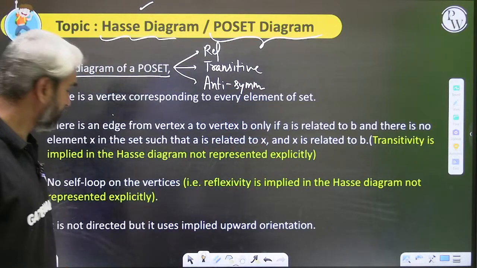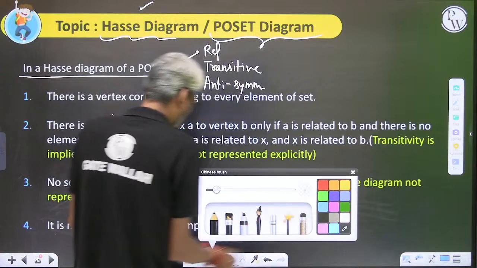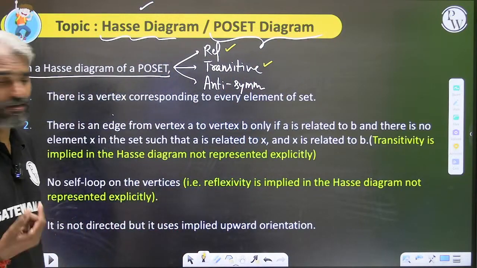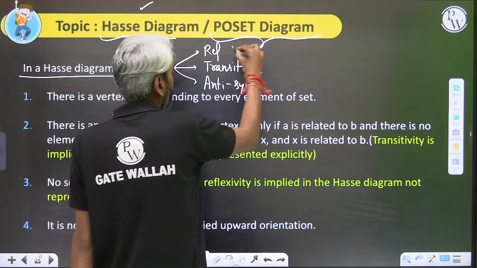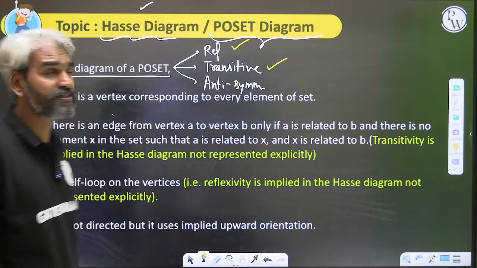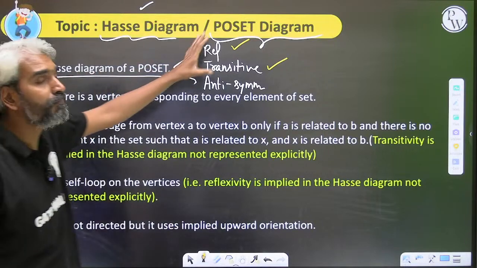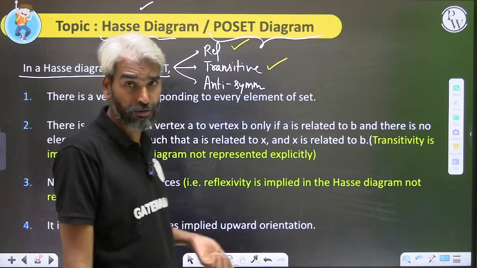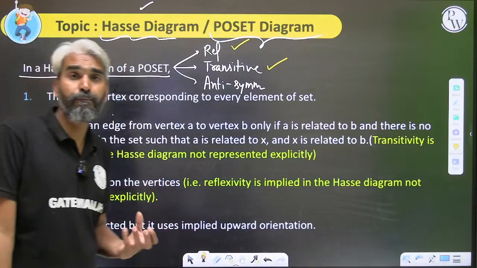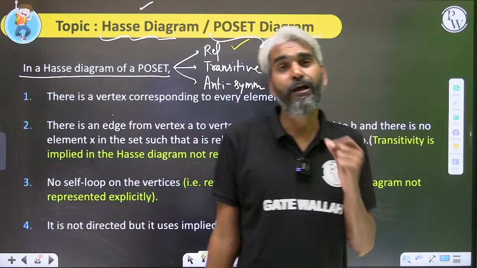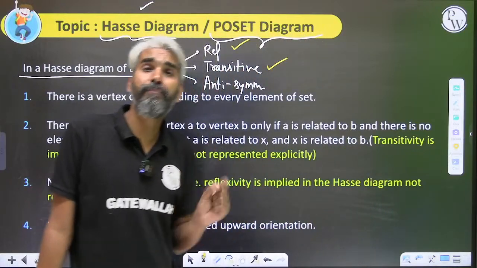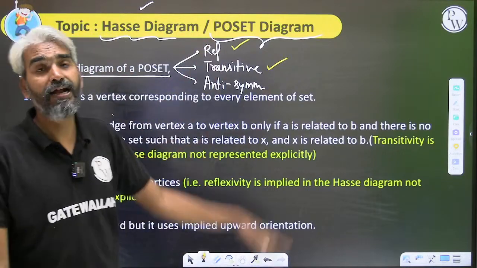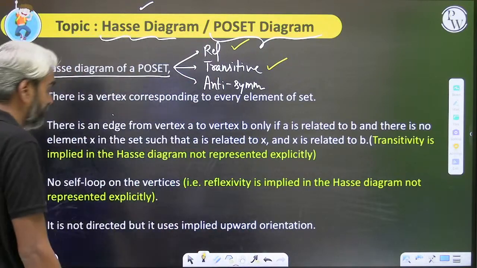So, please understand that we always know that reflexivity and transitivity will be present in a partial order relation. Therefore, these two things are not explicitly represented in a poset diagram. They are implied if you are constructing a Hasse diagram, because it is actually for a poset, and we know that the poset will be reflexive and transitive. Therefore, we don't need to represent the edges in the poset diagram with respect to reflexivity and transitivity. I'll explain it in. Don't worry.